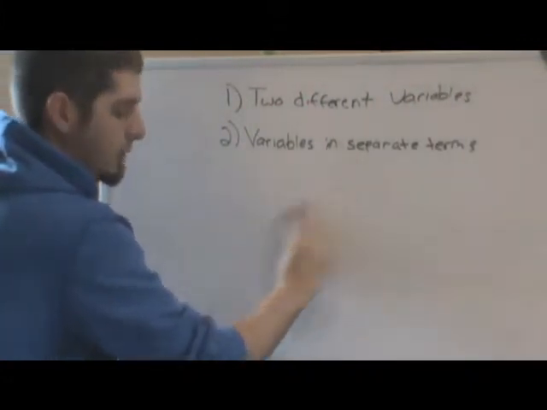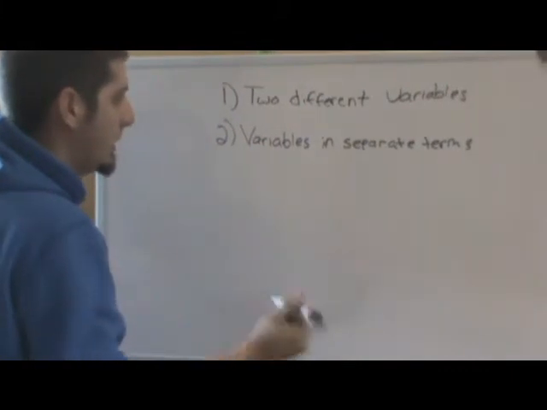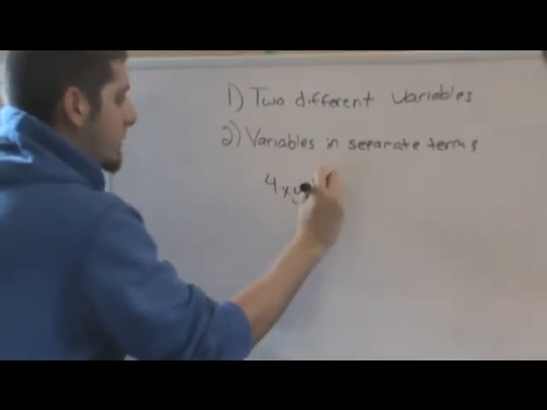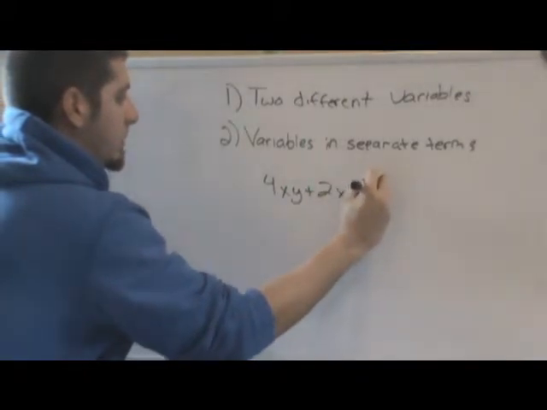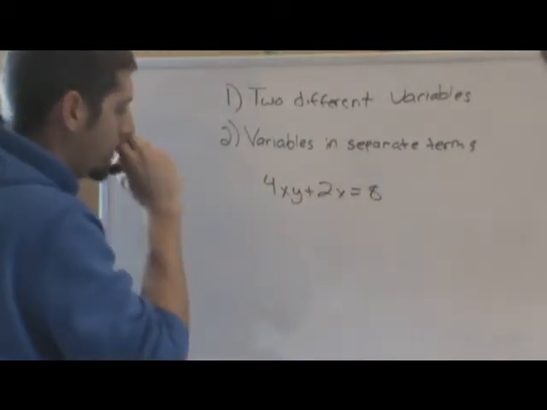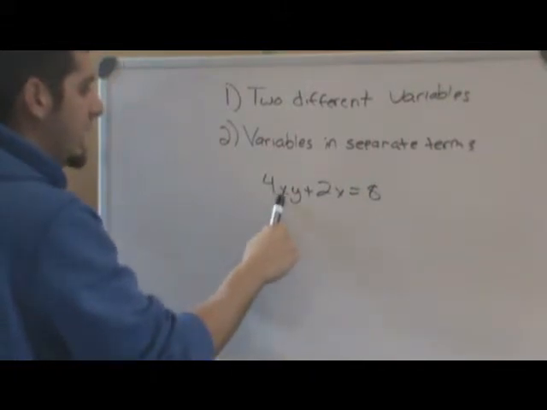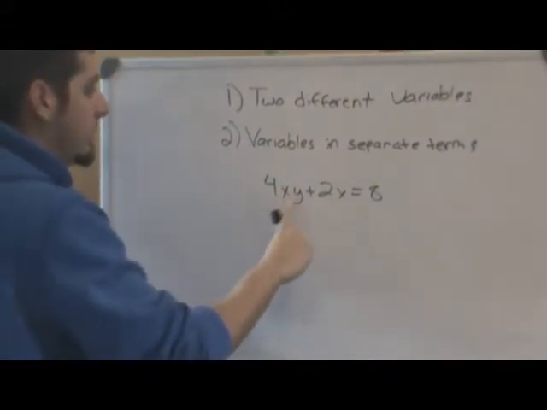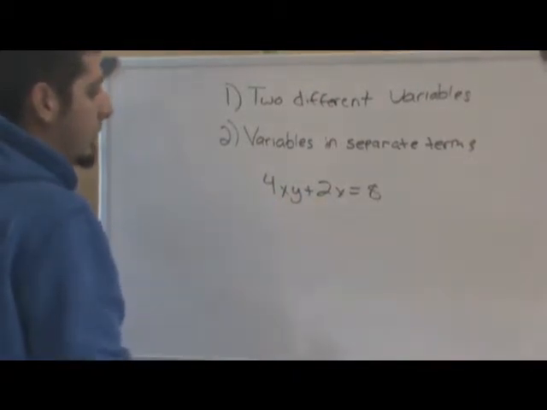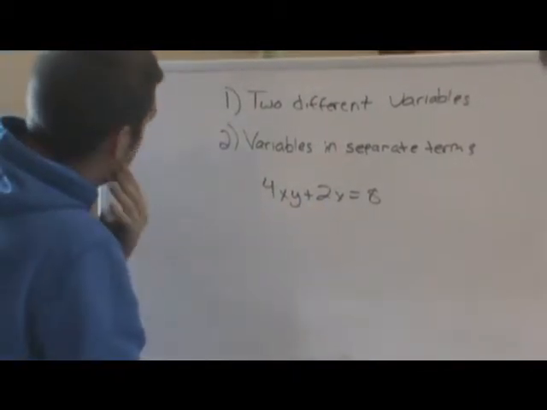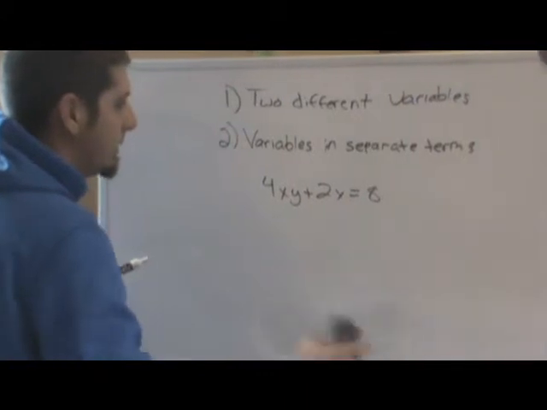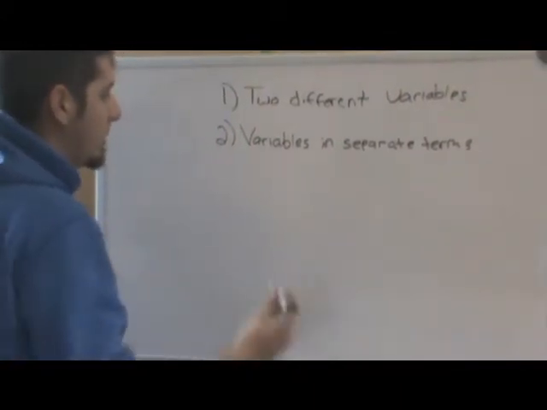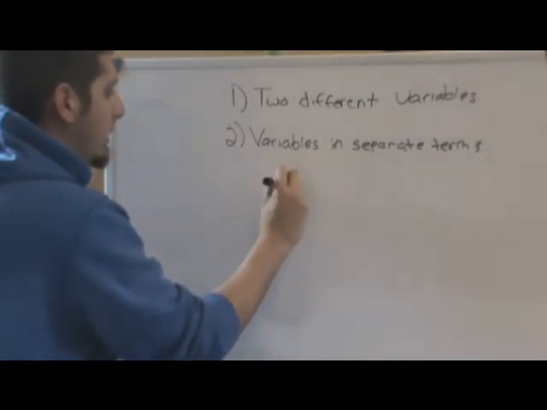An example of an equation that would not be linear is 4xy plus 2x equals 8. This would not be linear because the x and the y are in the same term. So that would not be a linear function or linear equation.